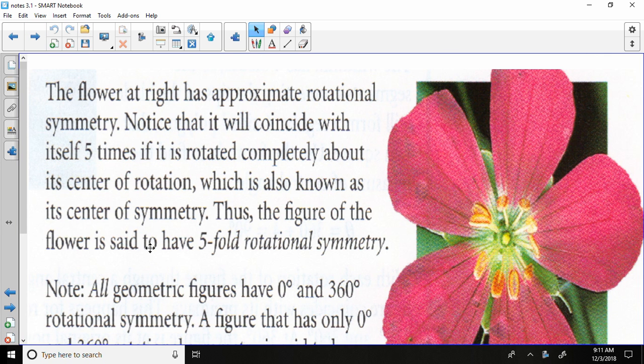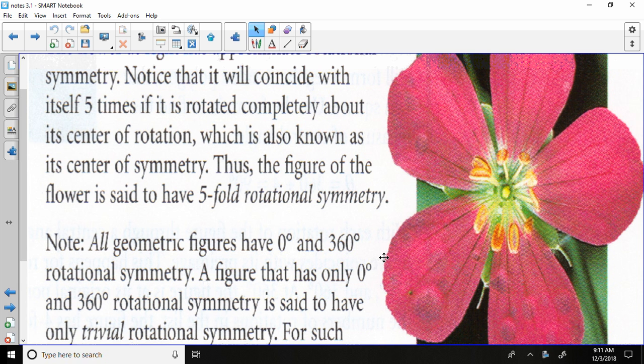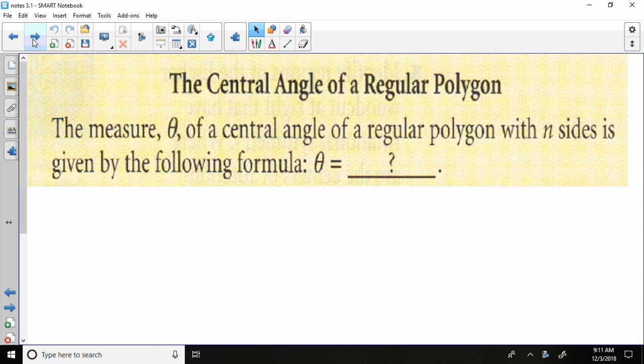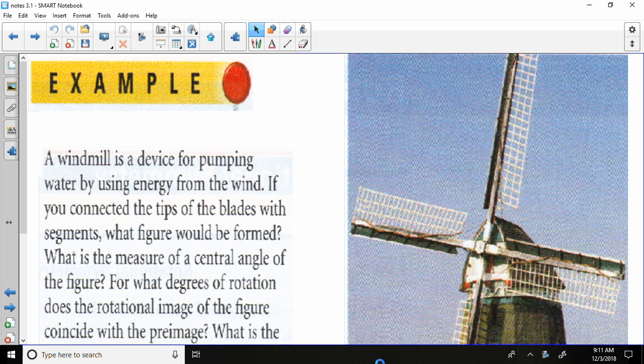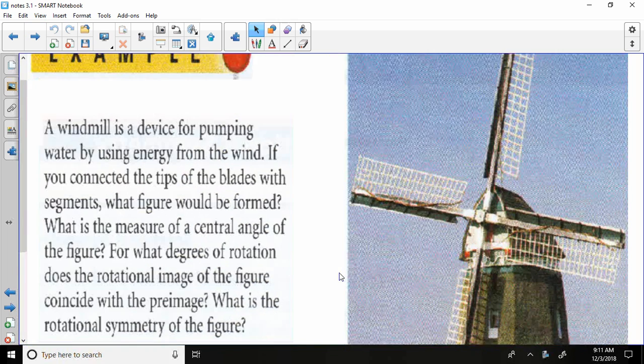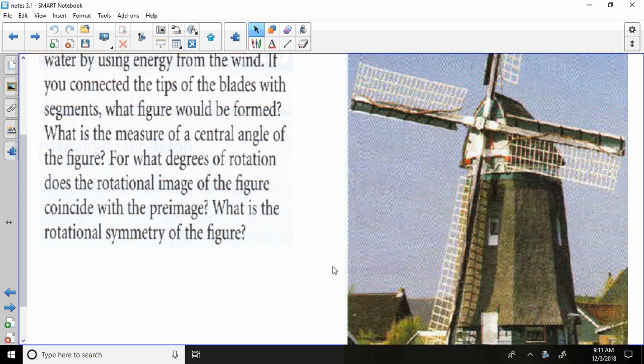Okay, so example here. So if we were trying to find the rotational symmetry and they're saying all these petals are exactly the same, we would divide 360 by what? 5, because there's 5 petals. Okay. So another example, not that one. We'll come back to this. Another example that they have is this windmill, and it says that it has rotational symmetry. What would we divide that one by?